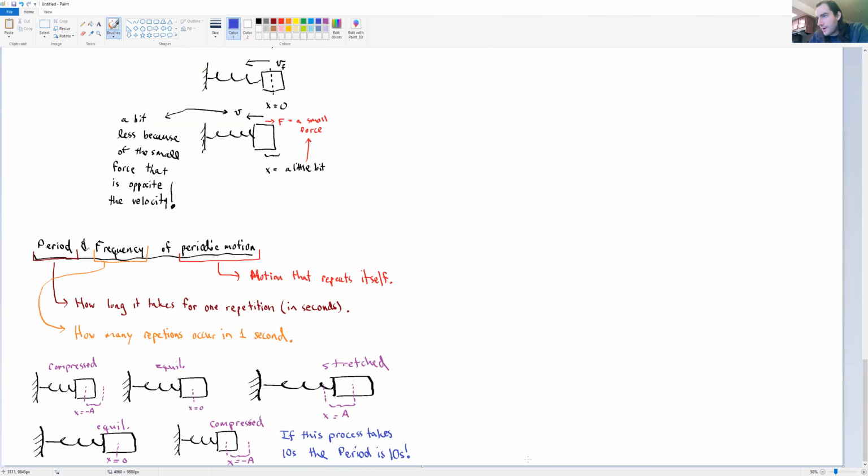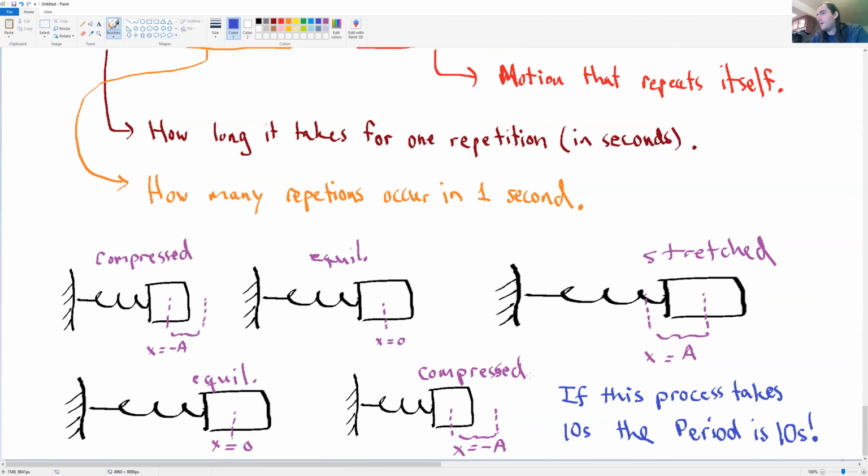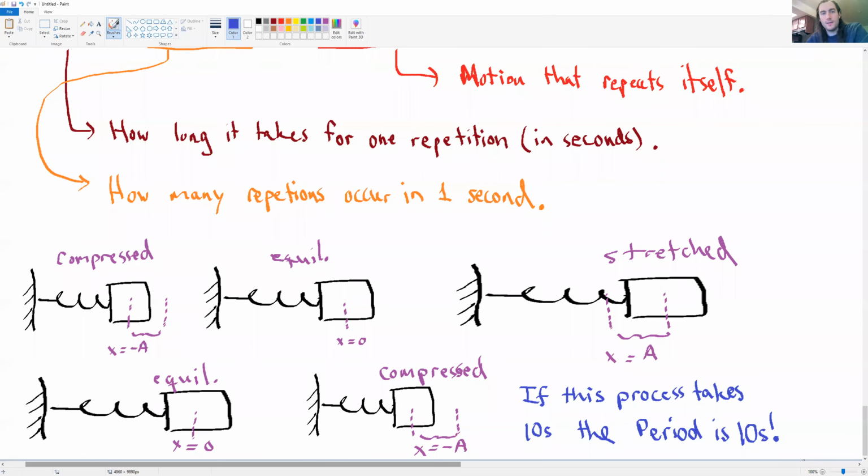I don't know if I can drag this down anymore. No, I can't. So I'll have to go to the side. Okay. You guys have another 10 seconds or so to finish copying that down.